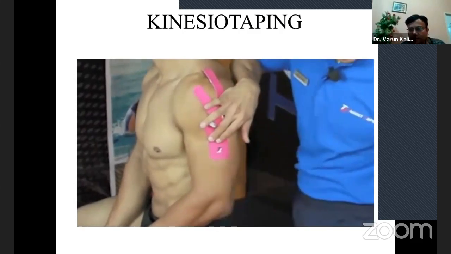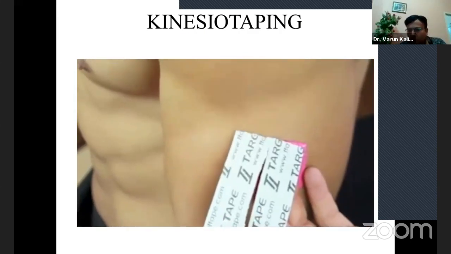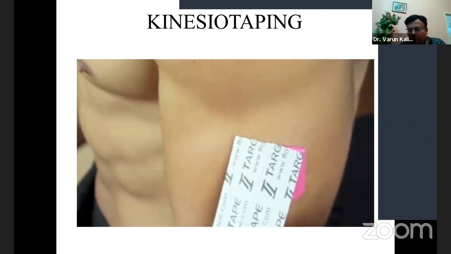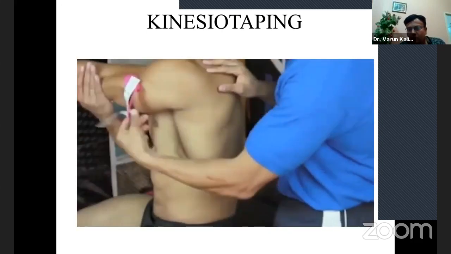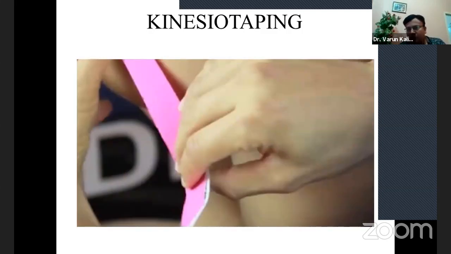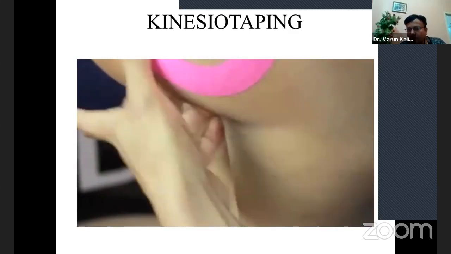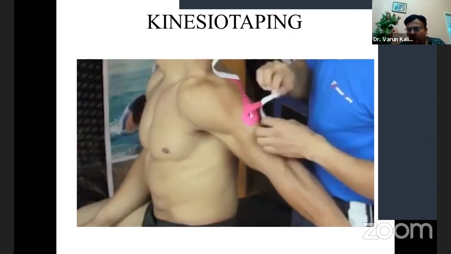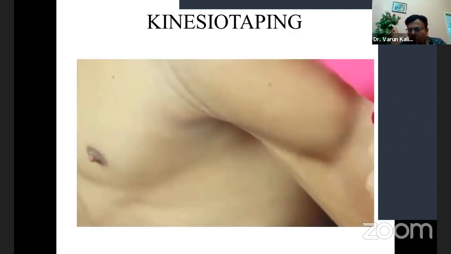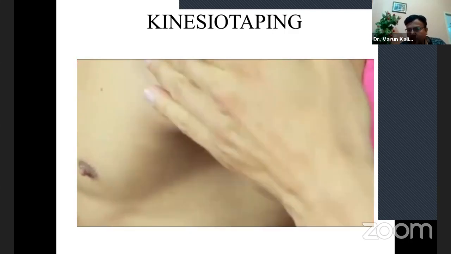We will start just below the deltoid tuberosity, and then we have 2 strips for the anterior and posterior fibers of the deltoid. When we have to apply for the posterior fiber of the deltoid, the patient has to move the shoulder in flexion range, so that the posterior fibers of the deltoid are in stretch position. And when we have to apply for the anterior fiber, the shoulder is in extension position, so that the anterior fibers are in stretch position.